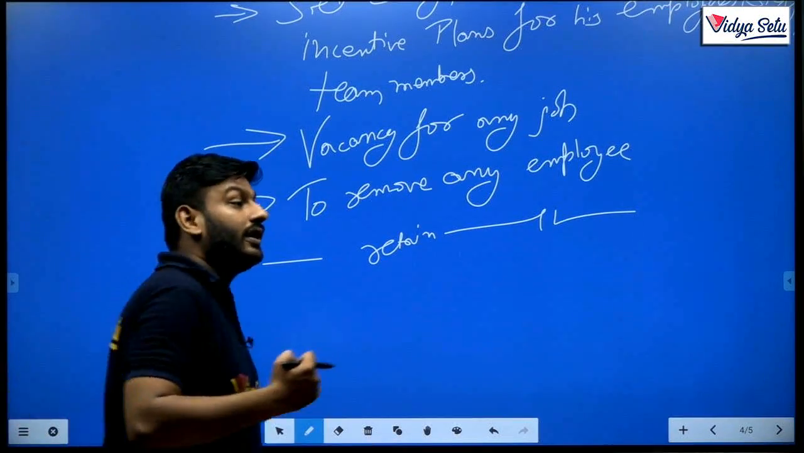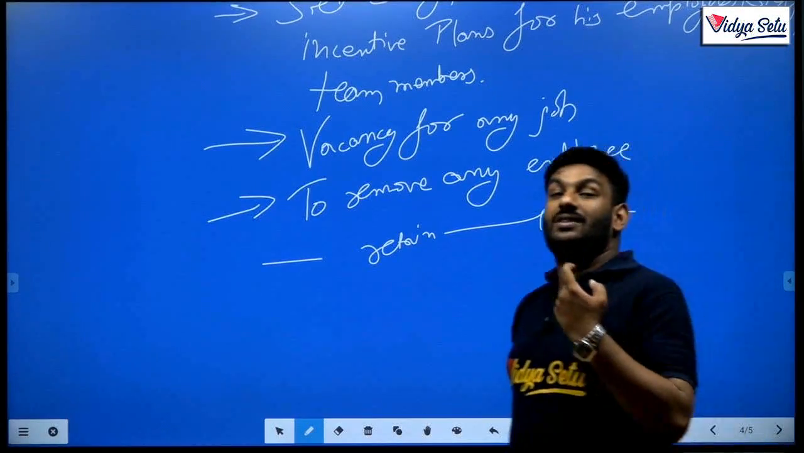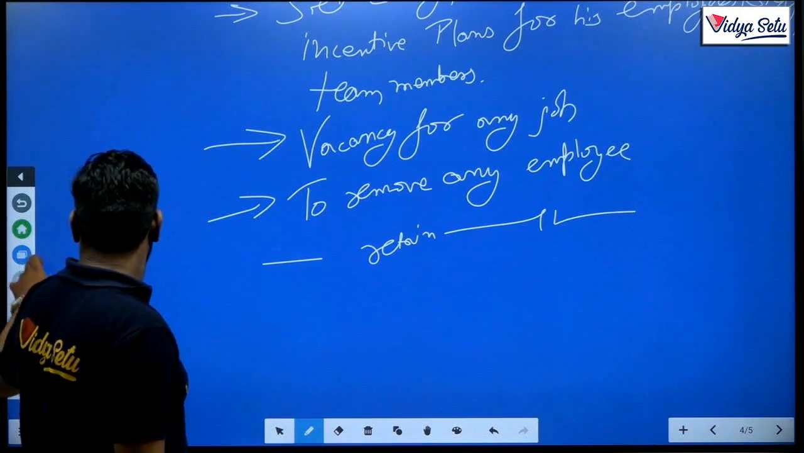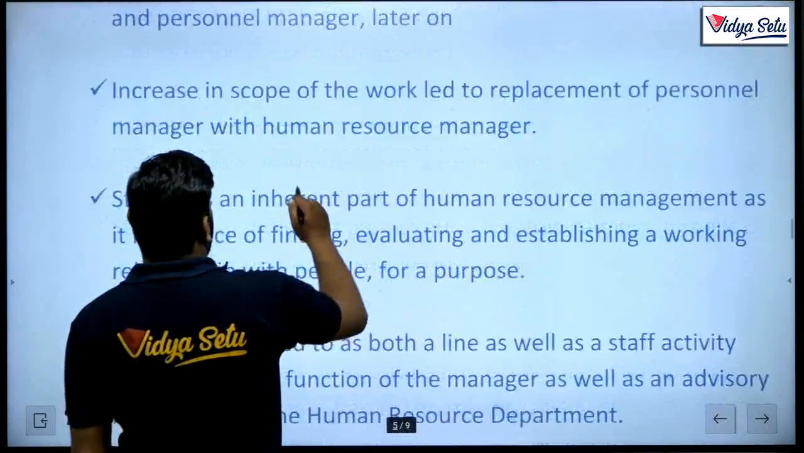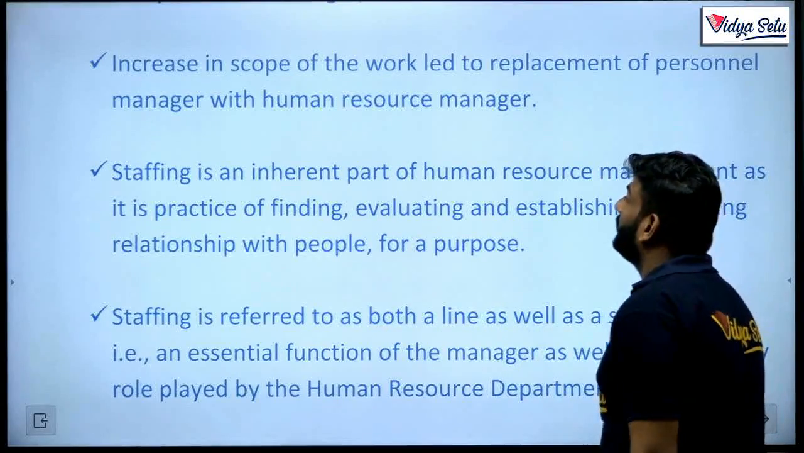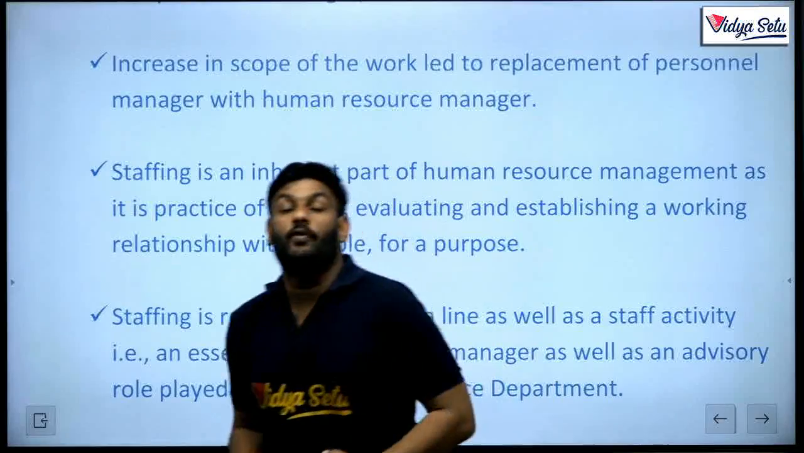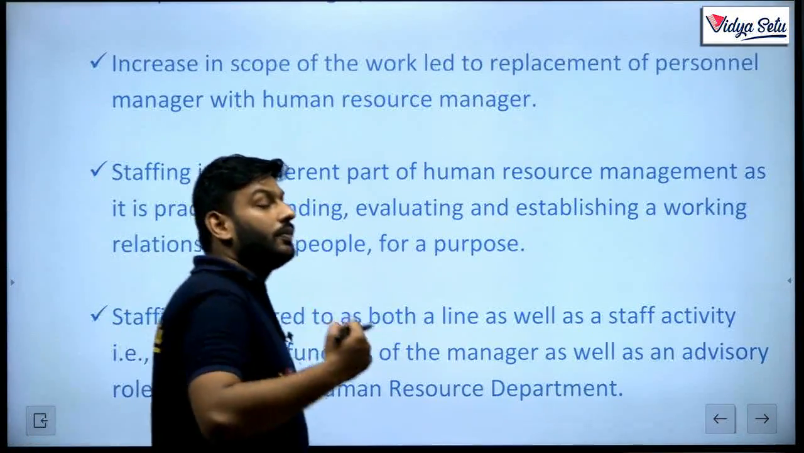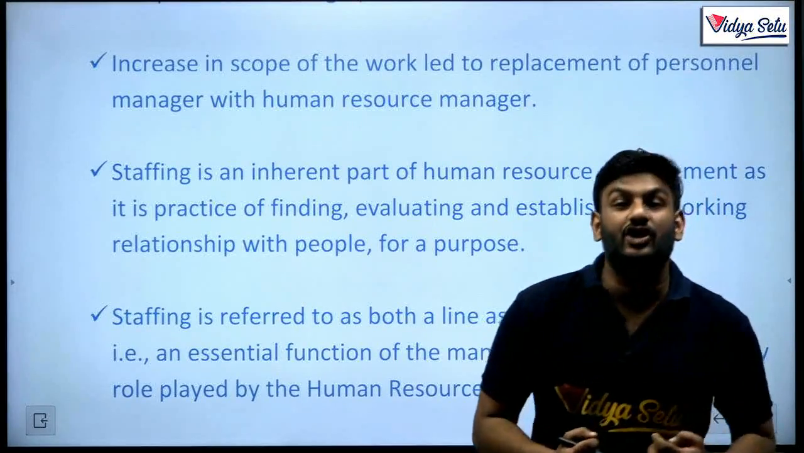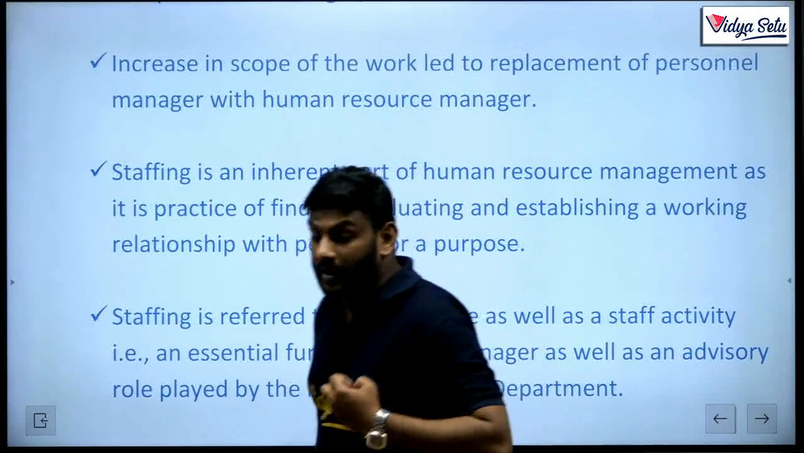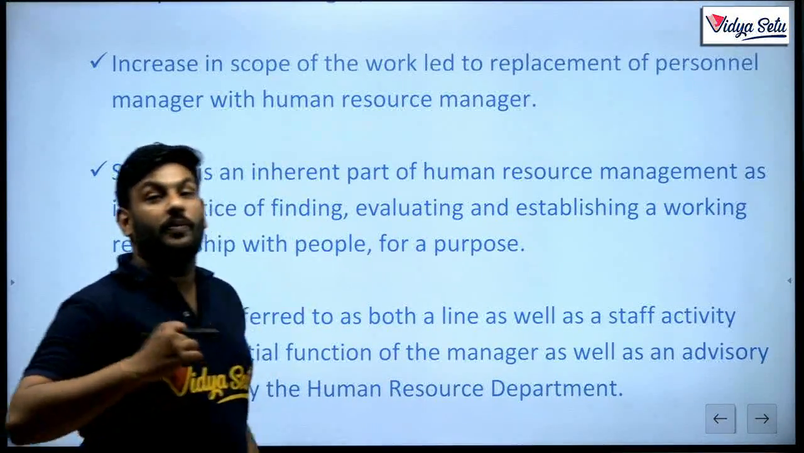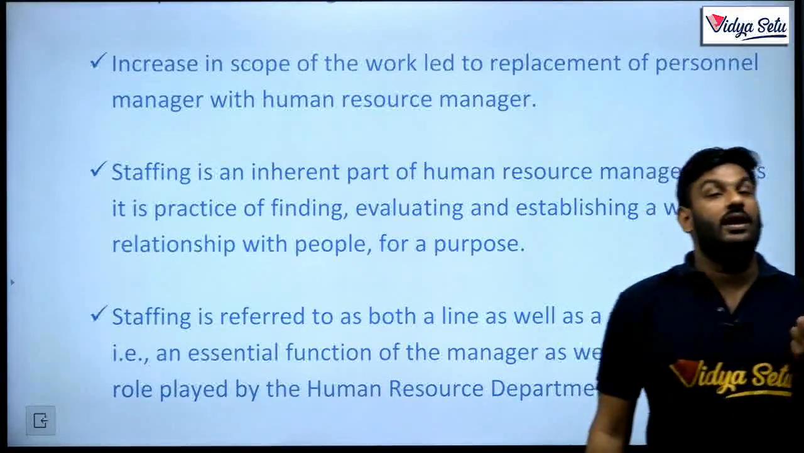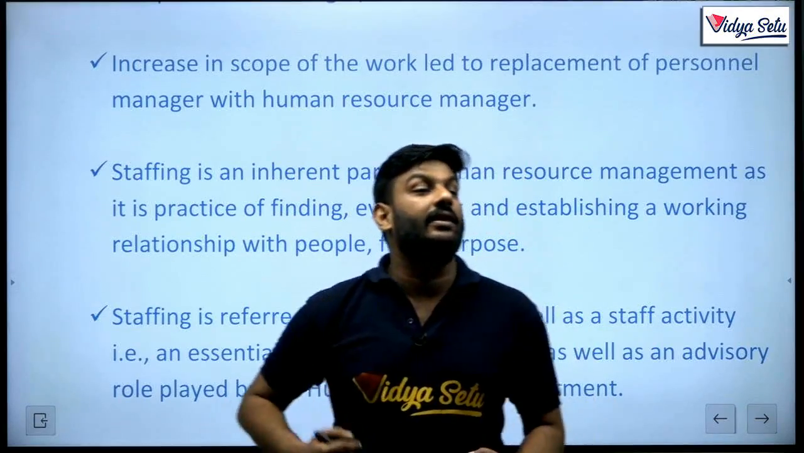That's why HRM takes birth. As in, a human resource manager is required, who can manage all these kind of stuffs. Increase in scope of the work led to the replacement of the personnel manager with the HR manager. Whenever your work profile increases, initially you are talking about the personnel manager, and later on whenever your department grows, the manager is going to deal with the completely work profile of HR. So it is the growth of the personnel manager to the HR manager, that your task is only to supervise them, to select them, to recruit them, to give them training and development. You are not required to do any other task.